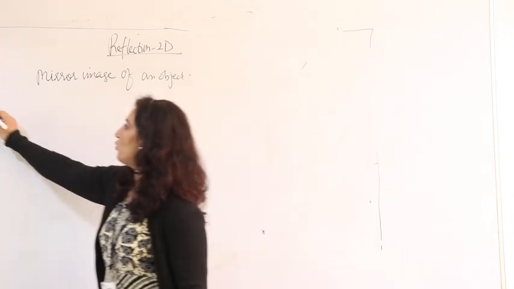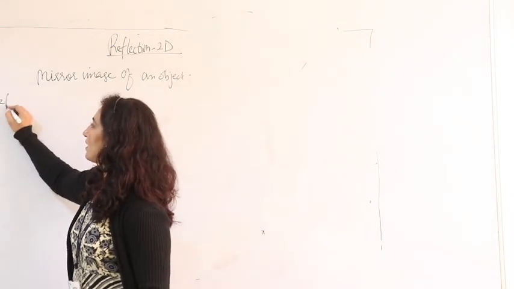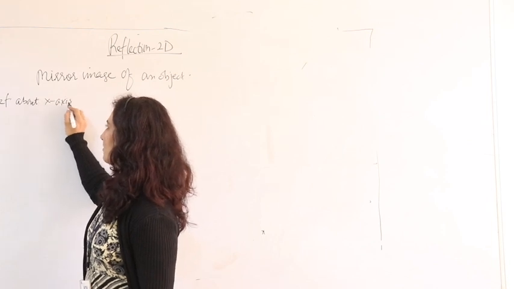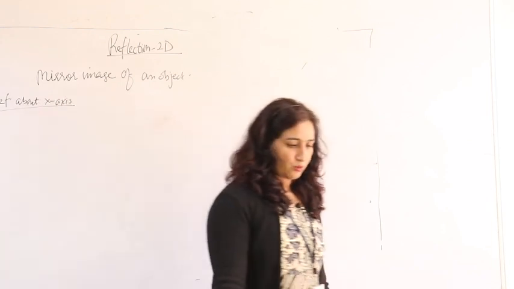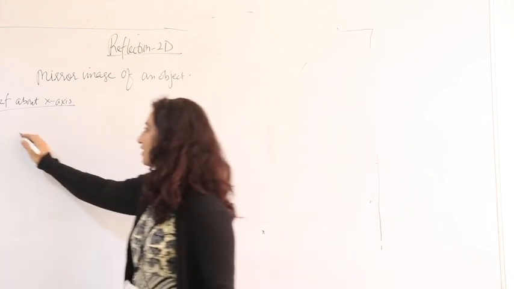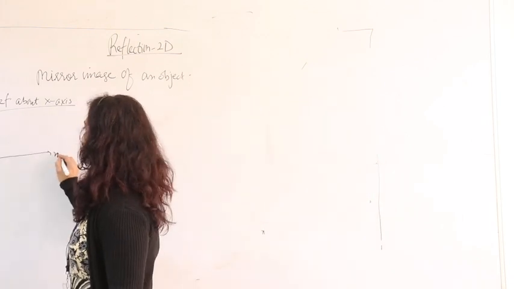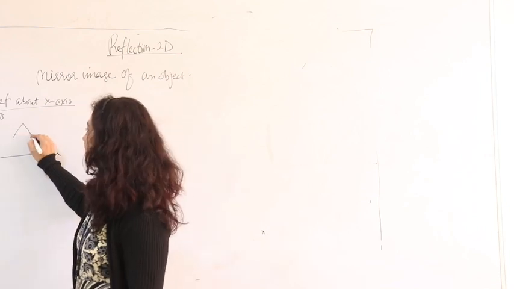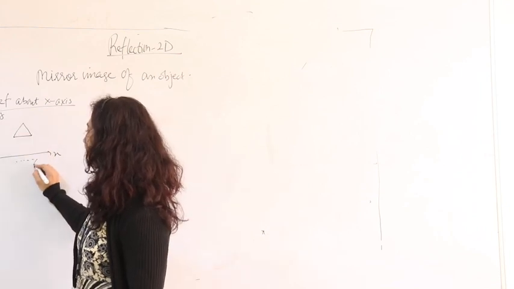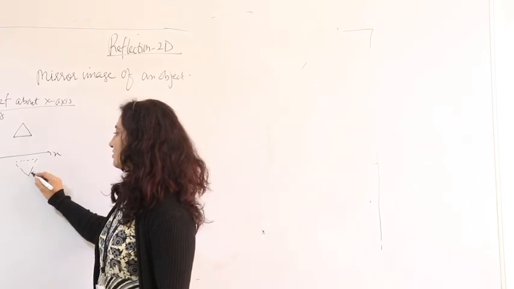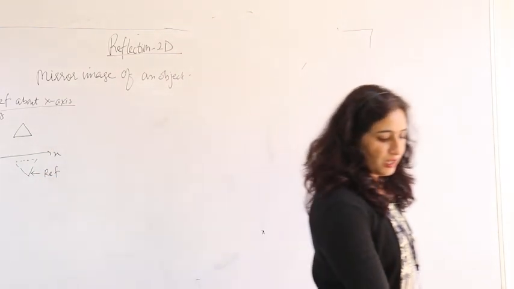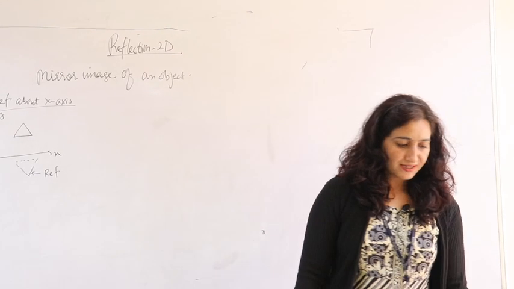The first one is called reflection about x-axis. These are very simple terms. What do you mean by reflection about x-axis? Suppose here x-axis and y-axis. Suppose our object is here. So what will be the reflected image? This is called reflection of this image. That is called reflection about x-axis.